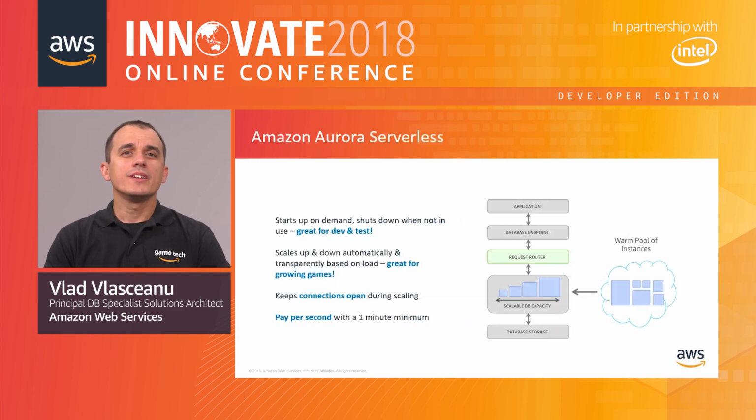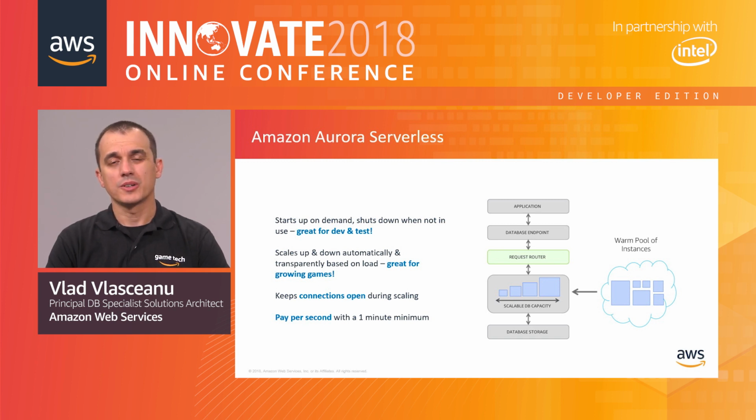But what if you don't even have to do that? So recently we launched Aurora Serverless, which is perfect for highly variable workloads, such as growing games or dev and test workloads for a game developer. Here's how it works. Your application doesn't connect directly to the database engine. Instead, we have a request router service, which is highly available and highly resilient, that acts as an intermediary, acts as a proxy between the two.